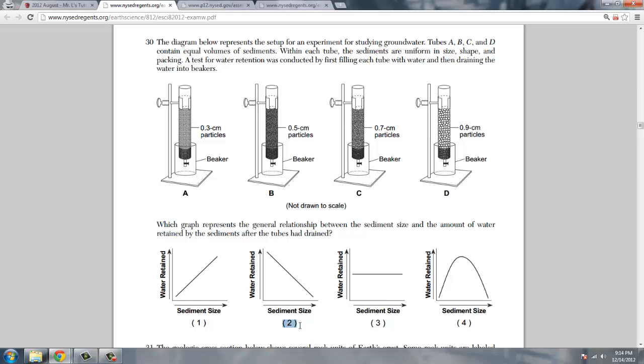So the correct answer here is 2, because the smallest sediments, the sand, is going to retain the most amount of water. It's going to hold the most amount of water, and also blocks the most amount of water from falling down into the beaker. So just like you would use sandbags to save your house or protect something, you can also use it to slow something from draining through. So the correct answer is number 2. The smaller the sediment, the more it will retain.